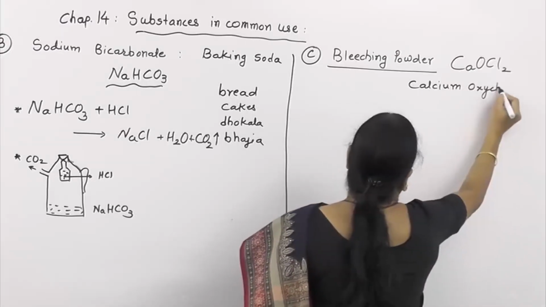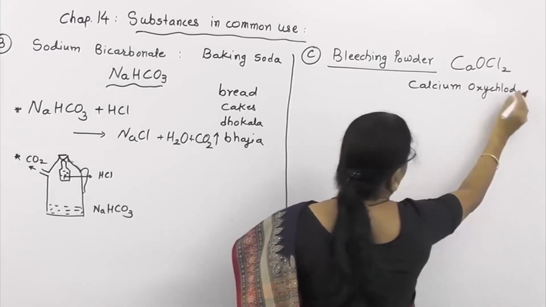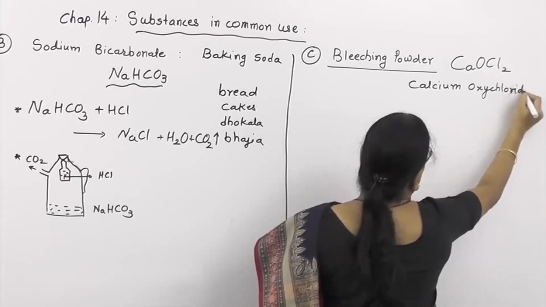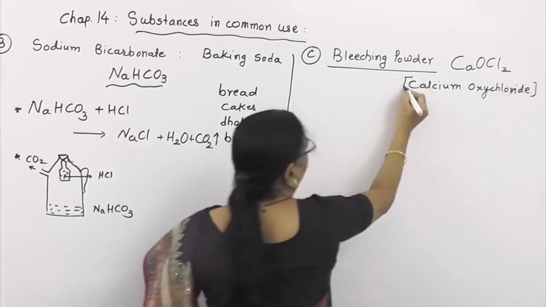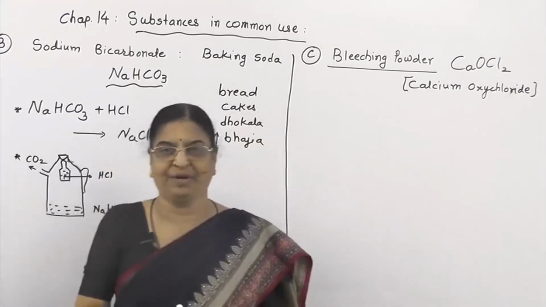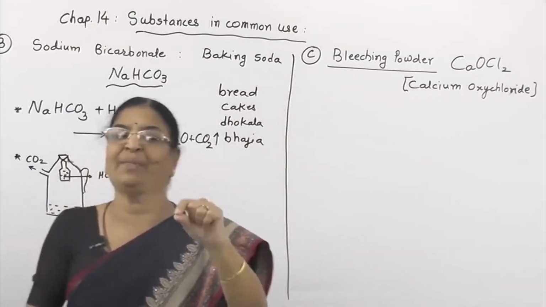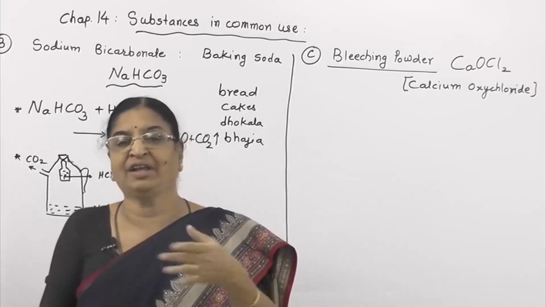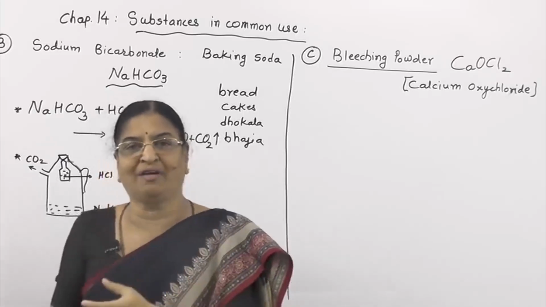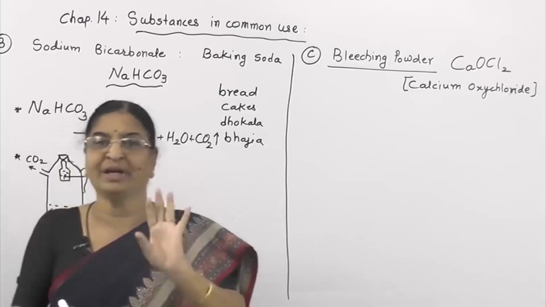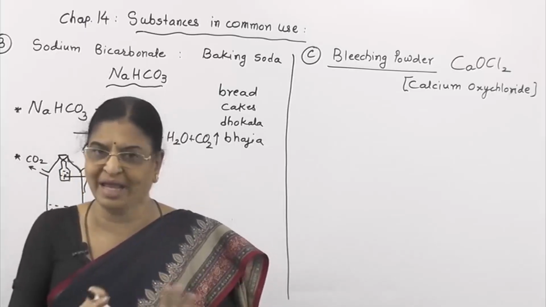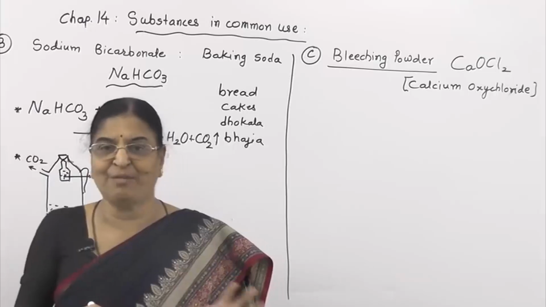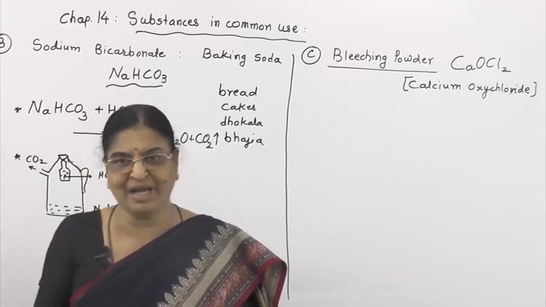Calcium oxychloride is the chemical name of it. You can have your bleaching powder in your house also. Sometimes we use it in our bathrooms or in our basins as a disinfectant, that is, to clean, and if any bacteria or any type of pests are there, they can be cleaned.